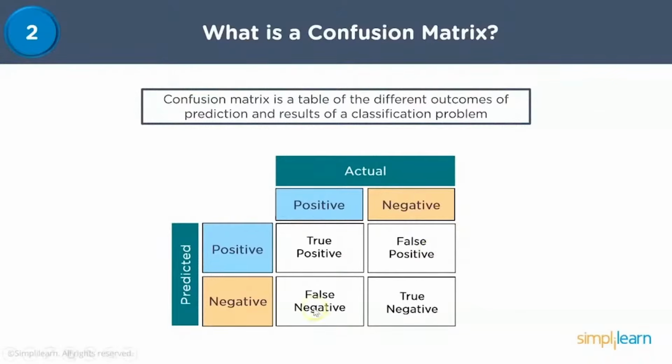And finally, we have false negative. Now false negative is also known as type 2 error. So in false negative, the predicted value was falsely predicted. The actual value was positive, but the model predicted a negative value.